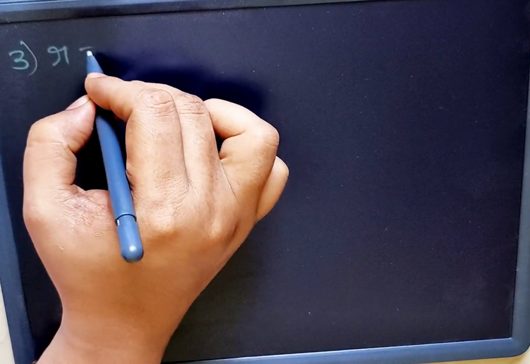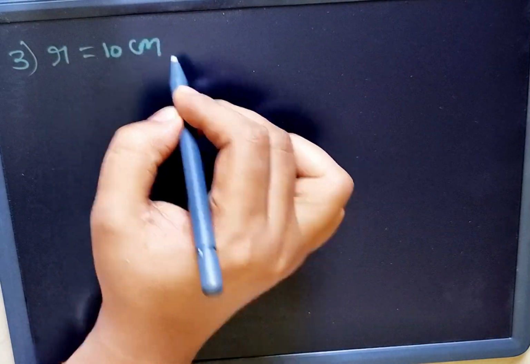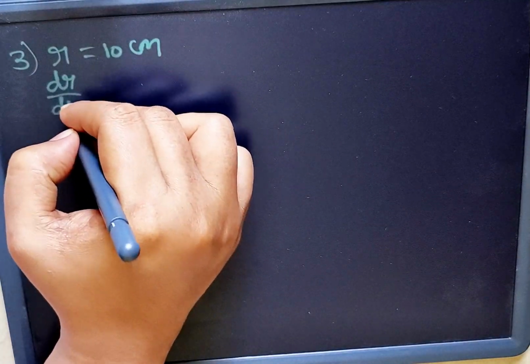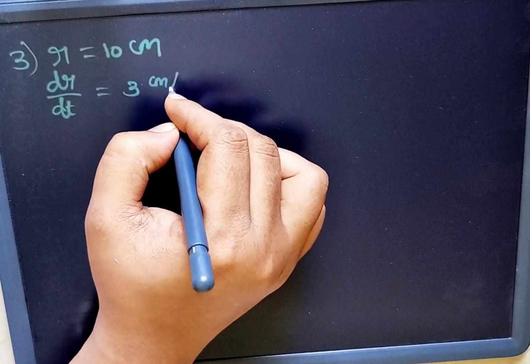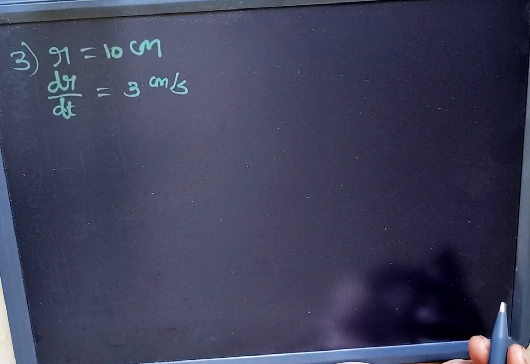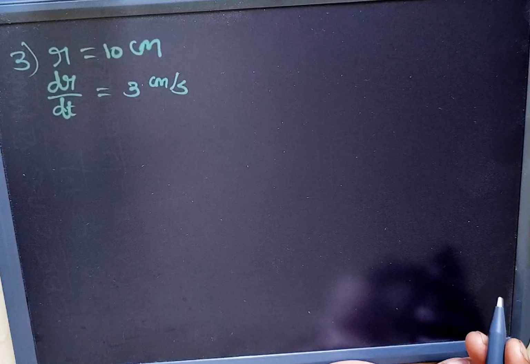Question number 3. The radius of a circle is increasing uniformly at the rate of 3 centimeter per second. Find the rate at which the area of the circle is increasing when the radius is 10 centimeter. They have given radius as 10 centimeter and radius of a circle is increasing uniformly at the rate of 3 centimeter per second. So with differentiating with respect to t, that is 3 centimeter per second. We need to find the rate at which the area of the circle is increasing.